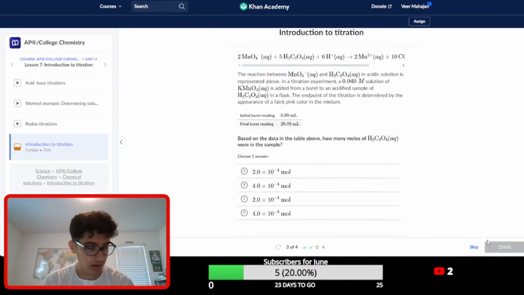That's the root. Now this one, they're asking us for the difference, the volume of the titrant that you're putting in. It's going to be the final burette reading minus the initial burette reading, obviously. So that's just 20 milliliters or 0.02 liters. That's a volume.